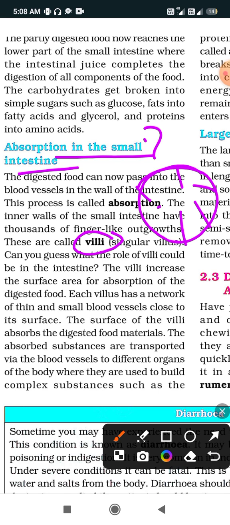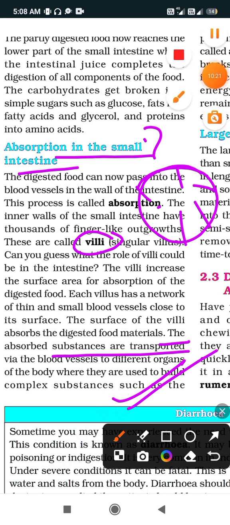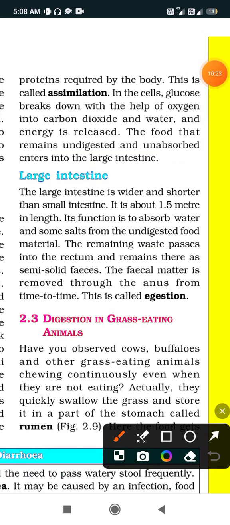and transported to the different organs. Clear? When the absorbed food is transported to the different organs and used to build a complex substance such as protein, this process is known as assimilation. Clear? So you understood the process of assimilation.